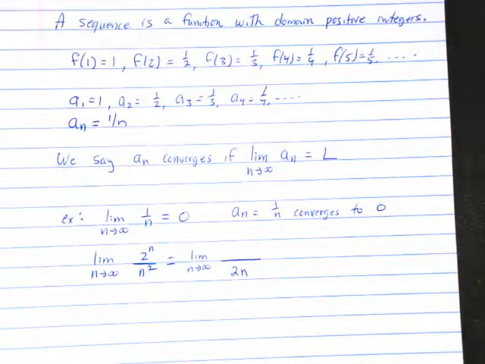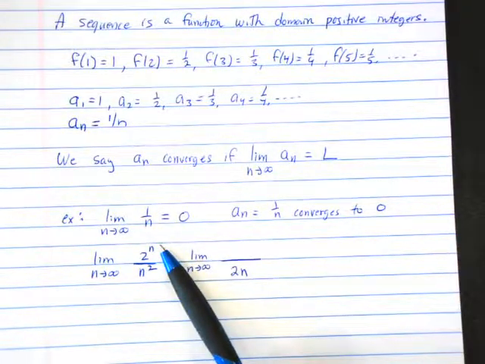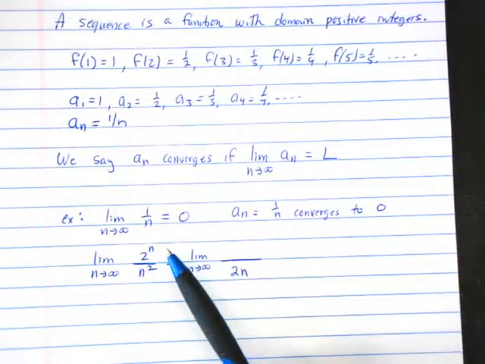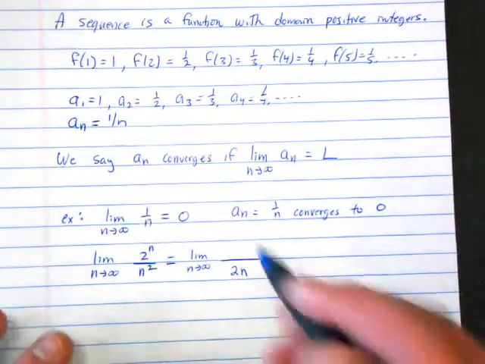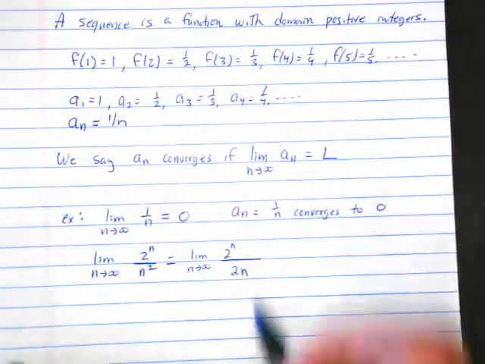So what if this were an e? How do you take the derivative of e to the n? What's the derivative of e to the x? E to the x. What's the derivative of e to the n? E to the n. But this is not an e, this is a 2. The derivative of 2 to the n is 2 to the n ln2.